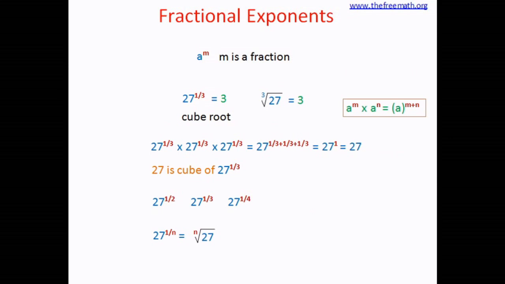The nth root of 27 is that number which will appear n number of times in the multiplication to get the number 27. So here I have used a variable for the exponent. I have said 1 over n, or the nth root. What if I use a variable for the base as well? It will look like this: a to the power of 1 over n equals the nth root of a.